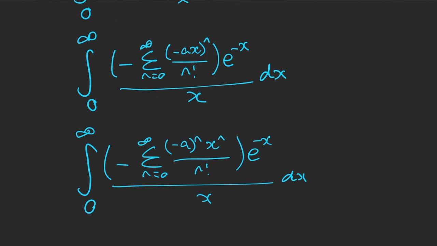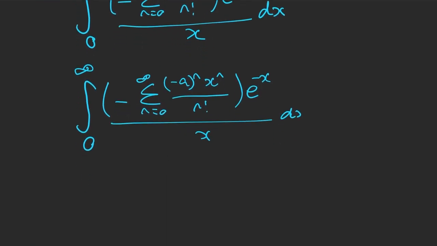And now what we can do is go ahead and divide by this x. So we've got x to the power of n in the numerator, we've got a single power of x in the denominator. So using our laws of indices, this reduces to the integral from 0 to infinity of negative the sum from n is 0 to infinity.